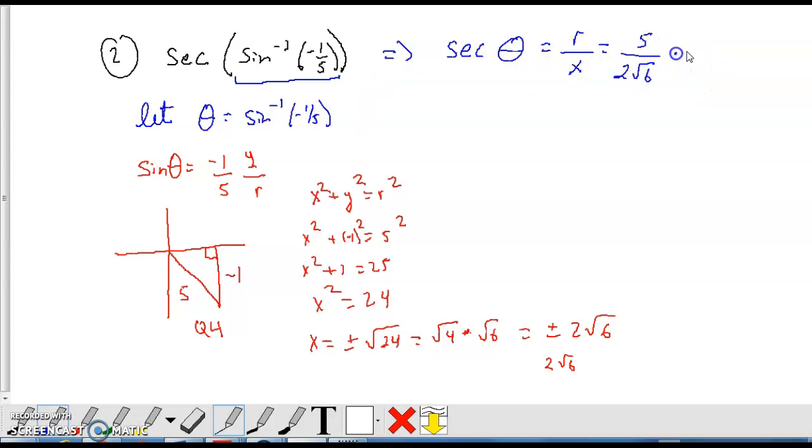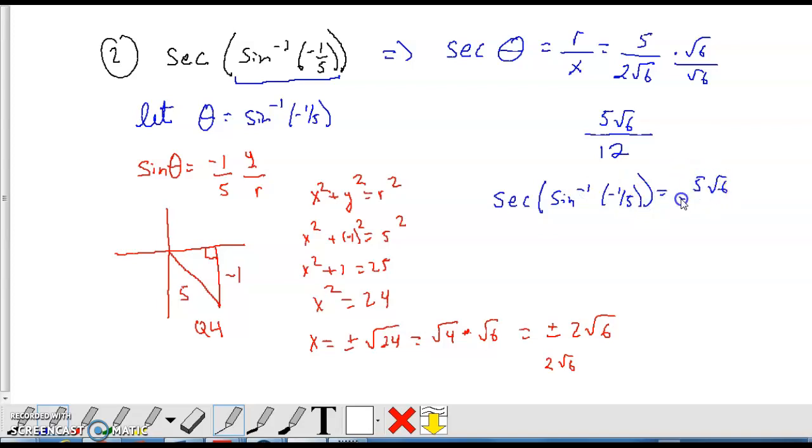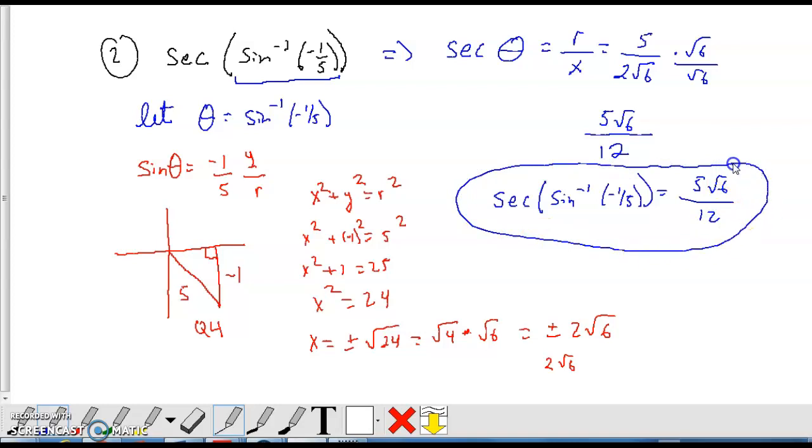Let's go ahead and rationalize our denominator. And so I'm going to get 5 root 6 all over 2 times 6, which gives you 12. So this means that the secant of the inverse of sine of negative 1/5 is going to be this lovely fraction, whatever 5 times root 6 over 12 is.